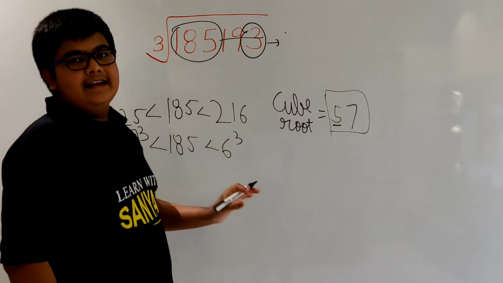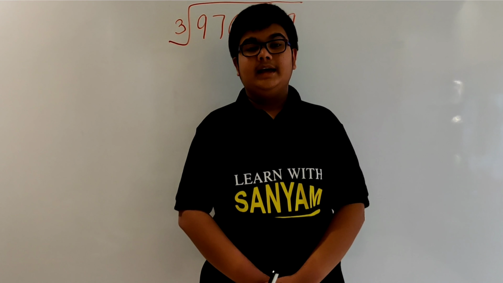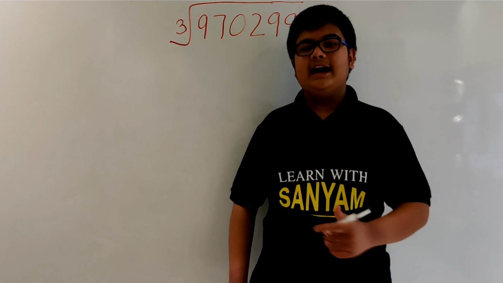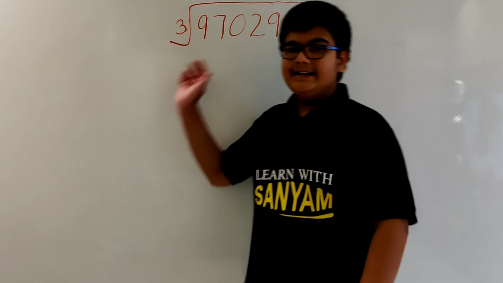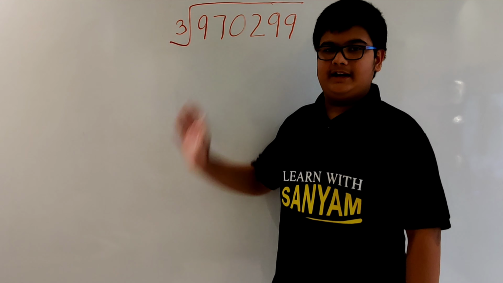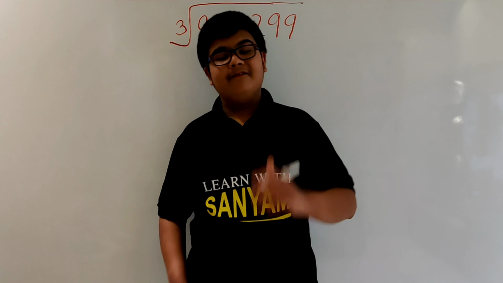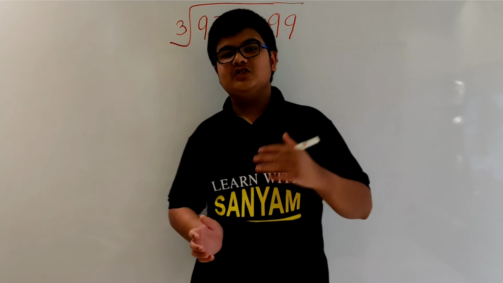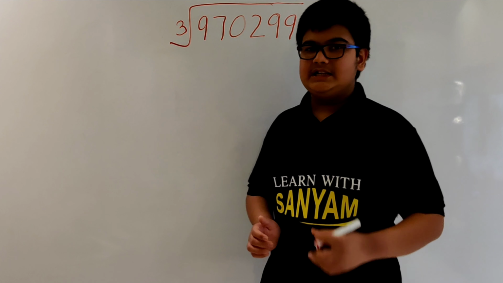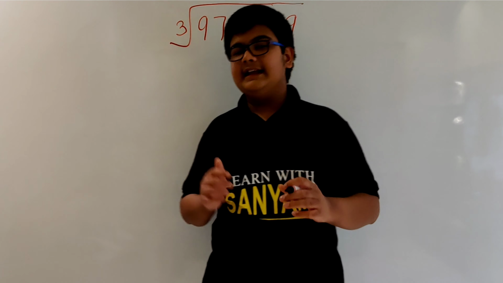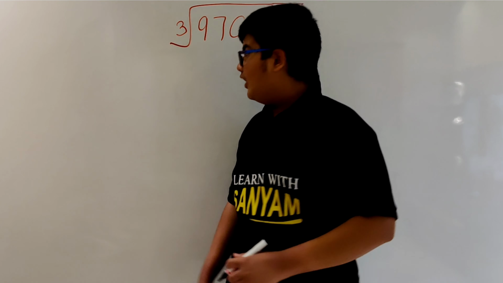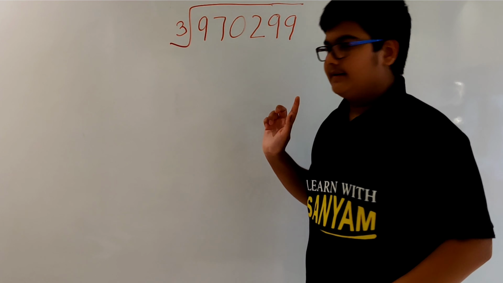So this is how easy it is to find the cube root. So here we have the question which I asked you in the beginning. You have to find the cube root of 970,299. Again we will use the trick and find the answer in just a few seconds. But if you follow the conventional method and solve the cube root by prime factorization or long division method, then it will take very long. But let's see how we can solve it easily with the help of this trick.